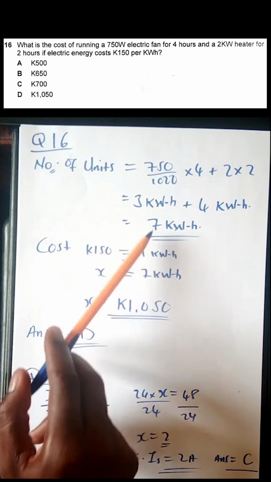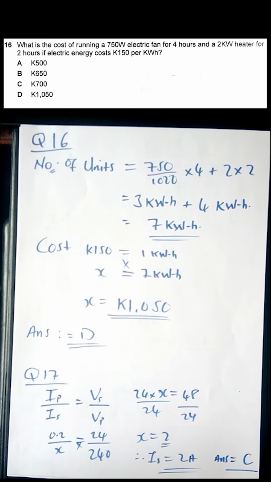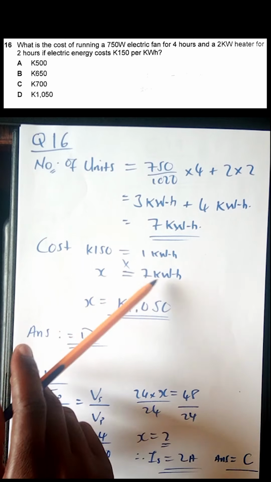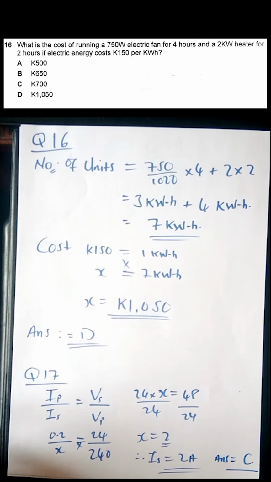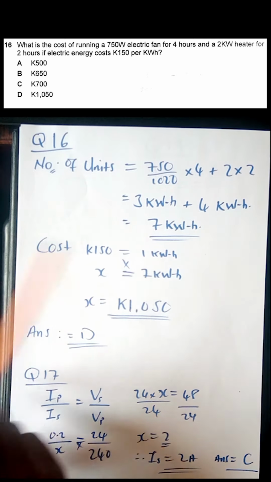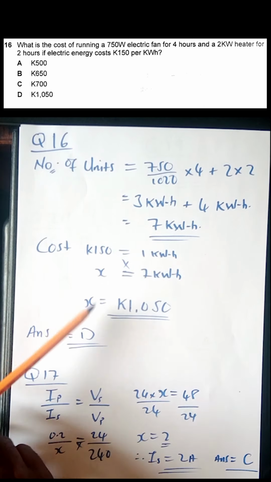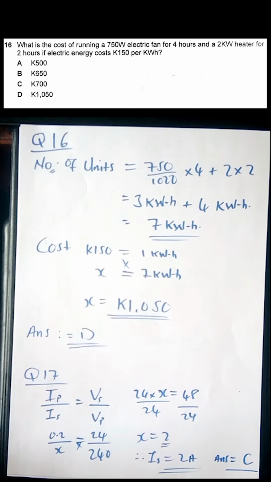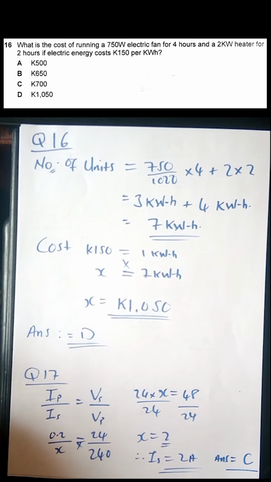So these are the units. Now let us find the cost. We are told 1 unit costs 150 kwacha. What will be the cost for 7 units? We cross multiply, and we find the cost for 7 units to be 1050 kwacha. This answer is found on option D, and that's the answer.